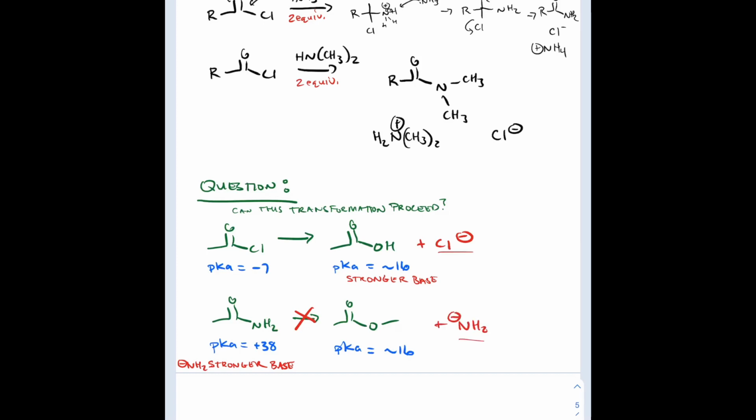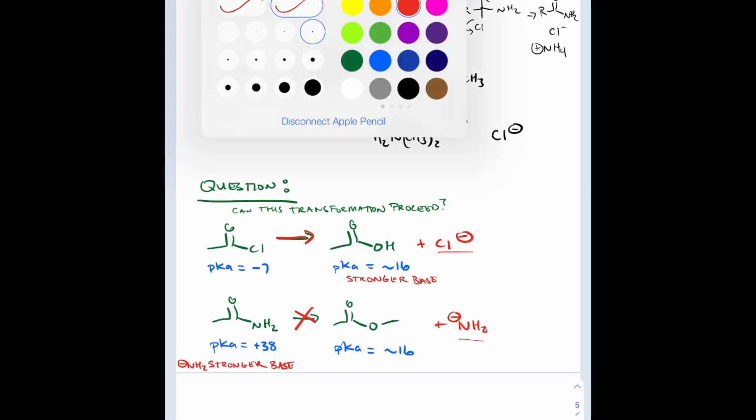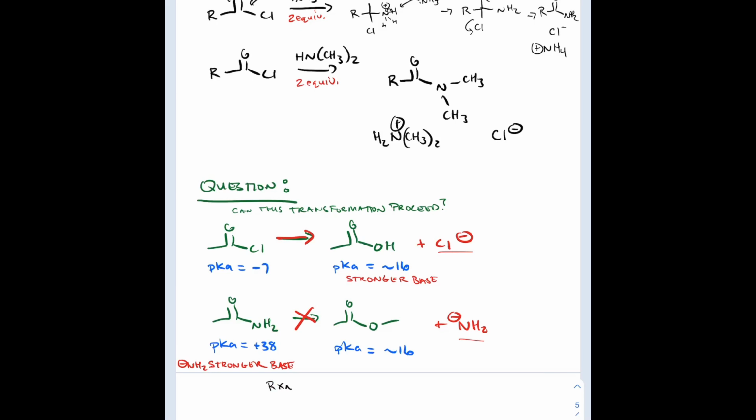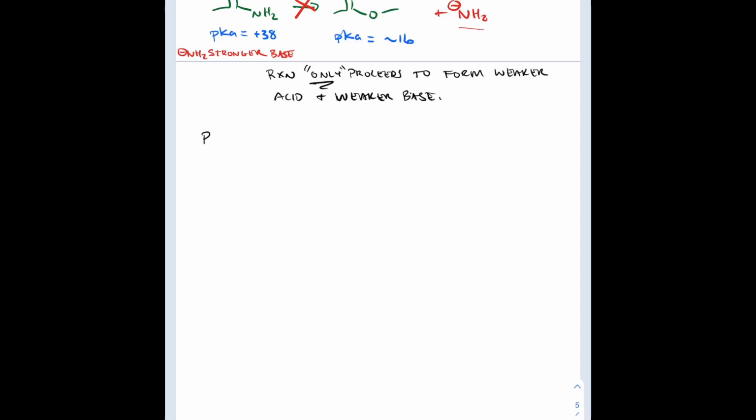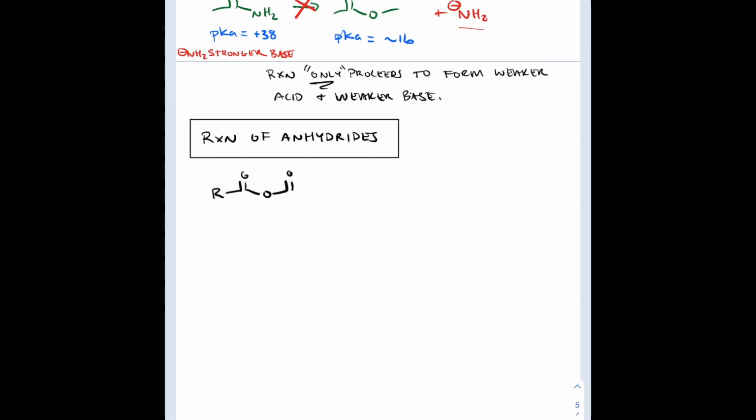And this makes sense. Chloride is a good leaving group, and amide is a terrible leaving group. And chloride's a weak base, amide's a very strong base. So the reaction only proceeds to form the weaker acid and the weaker base. And I put it only in parentheses because there's always exceptions to the rule, and that's specific to this amide reaction. We can get it to move forward as long as we do some tips and tricks.